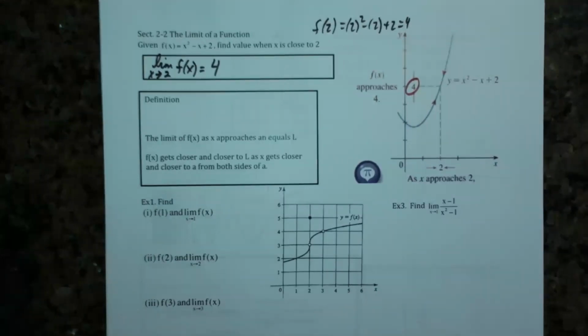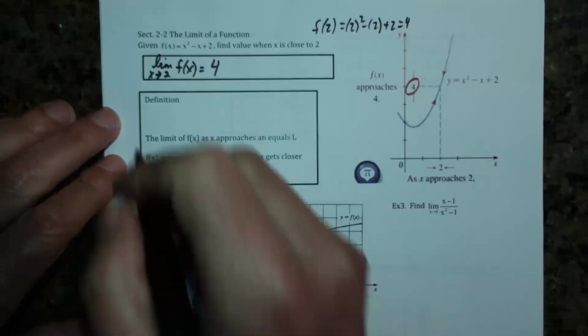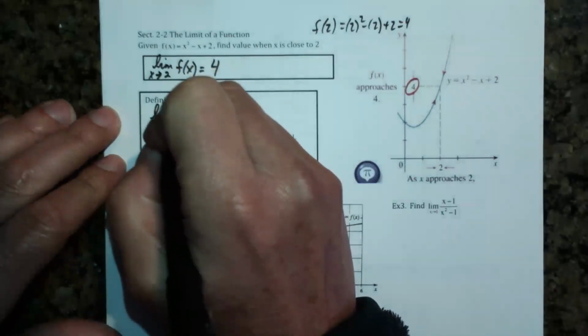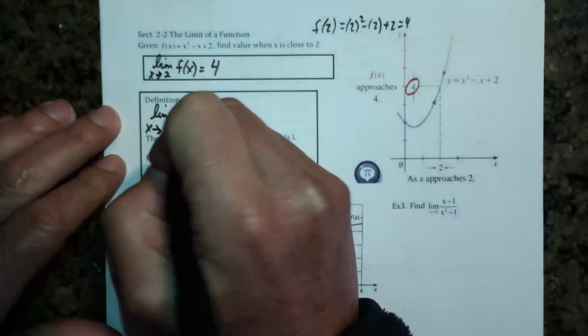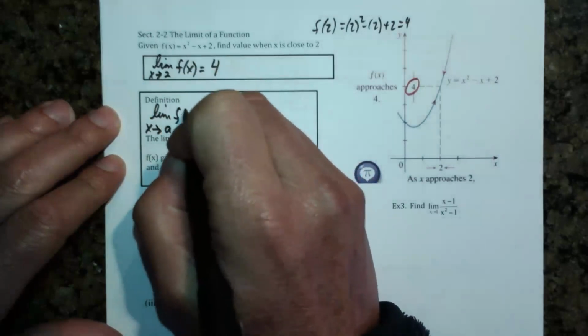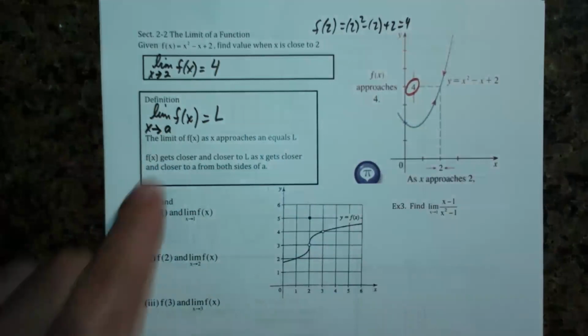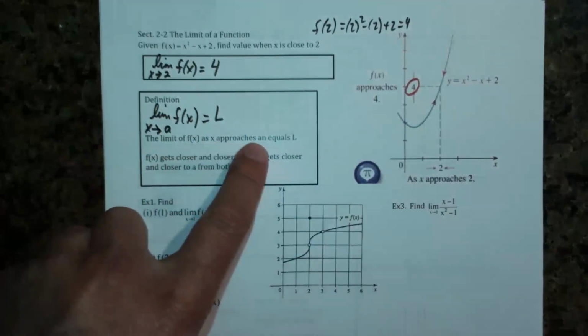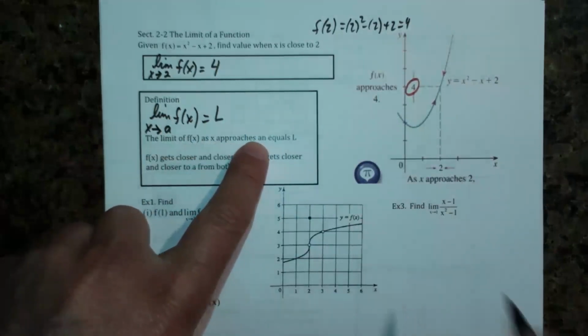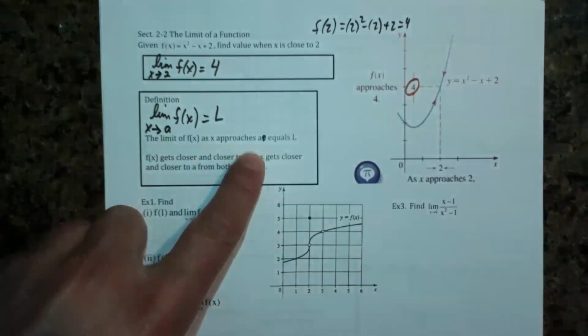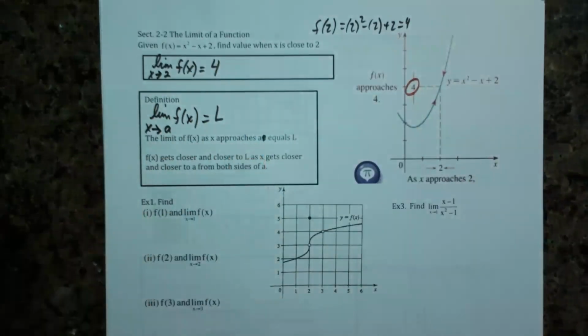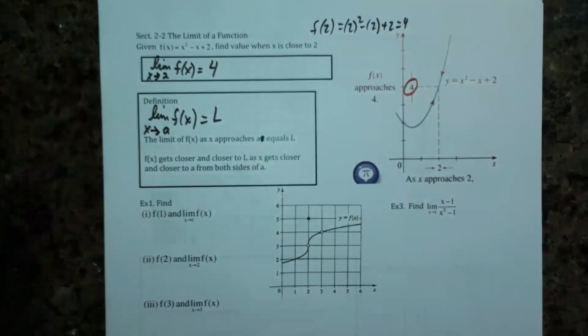So let's write this out. Definition. The limit as x approaches a of f of x is going to be L, and L is the limit. So the limit of f of x as x approaches a equals L is basically how you would write this out in English. f of x gets closer and closer to L as x gets closer and closer from both sides of a.